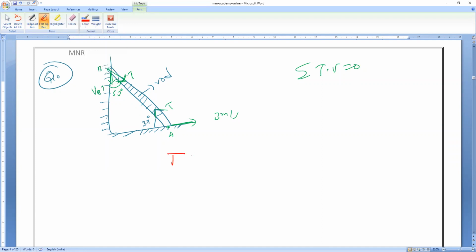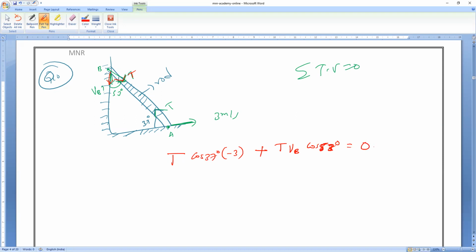T into cos 37, because it is making a 37 angle, and minus 3 because it is away from it. Now here velocity is also downwards, tension is also downwards, both are positive. So what will happen? T into VB into cos 53. Sorry, cos 53. Yeah, please find it fast.